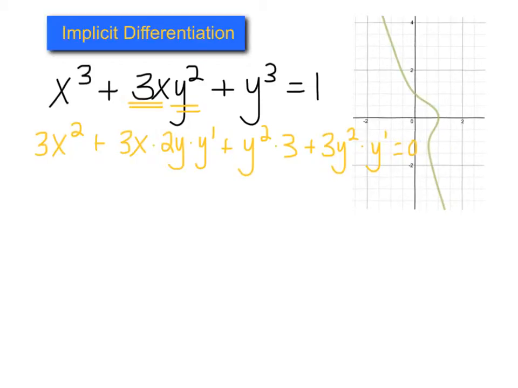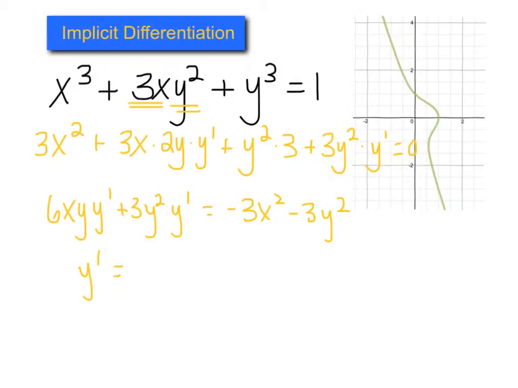Alright, so this is a mess. I'm going to put all my y primes on one side, put everything else on the other. So we got 6xy y prime plus 3y squared y prime. I'm going to subtract everything else to the other side. So minus 3x squared minus 3y squared. And if I factor, I get 6xy on the bottom plus 3y squared.